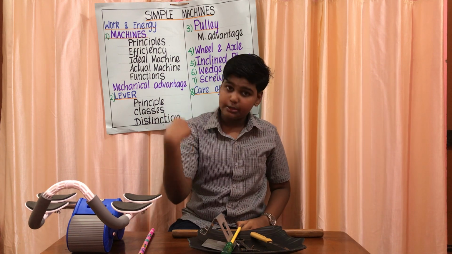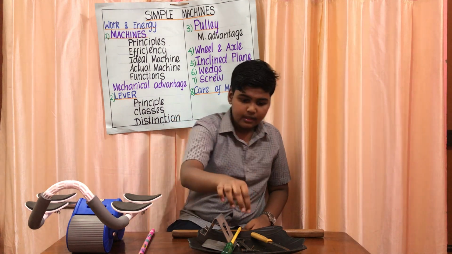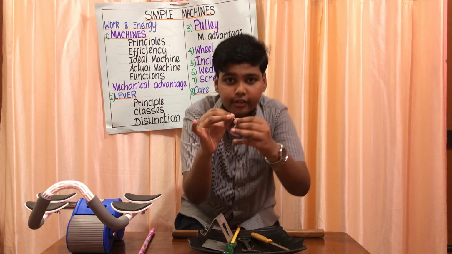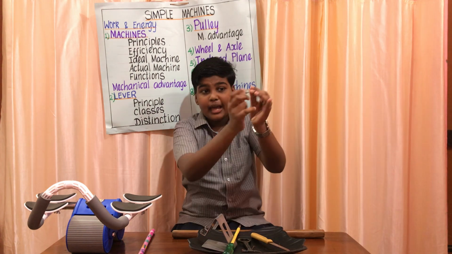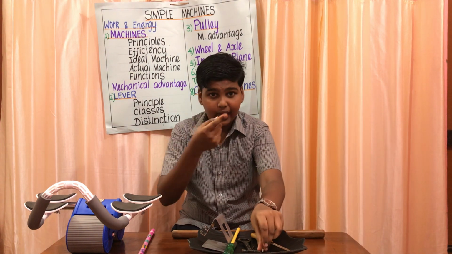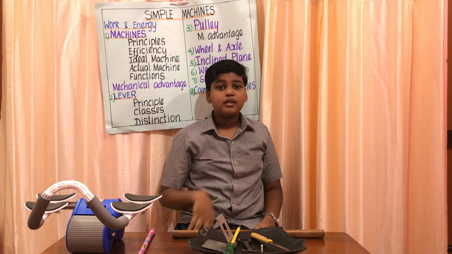So how does it work? The disc has small grooves. Grooves means, can you see here? Like this, you will have one groove on its rim, so that the string or the rope can pass around it.